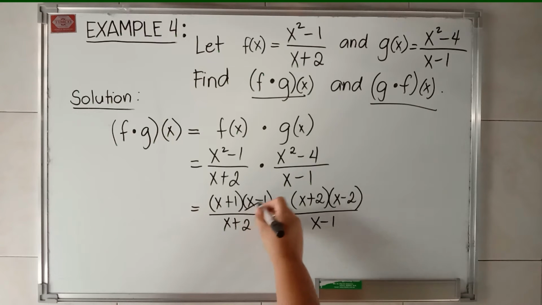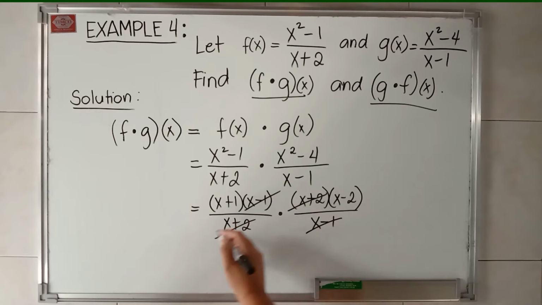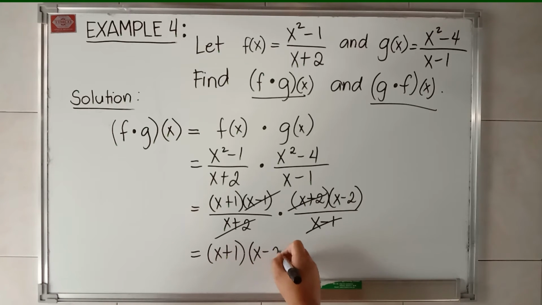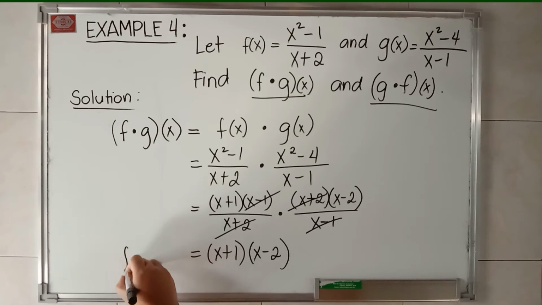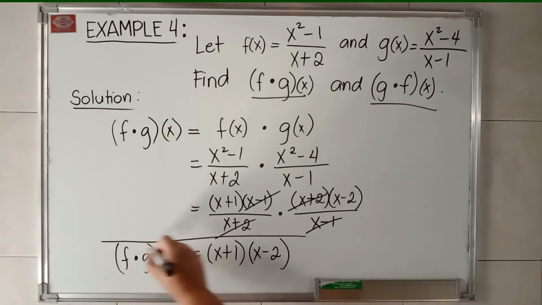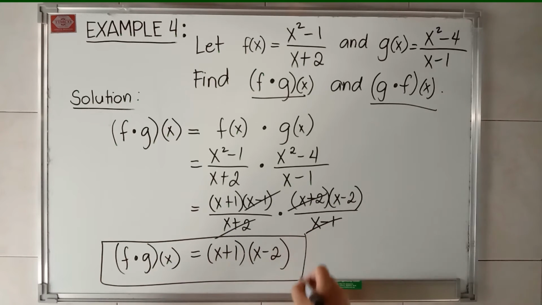So we can cancel x minus 1 and x plus 1. So what remains is x plus 1 times x minus 2. So that is our answer. You can also multiply so that you can know the answer in trinomial form, but I prefer that simple answer.